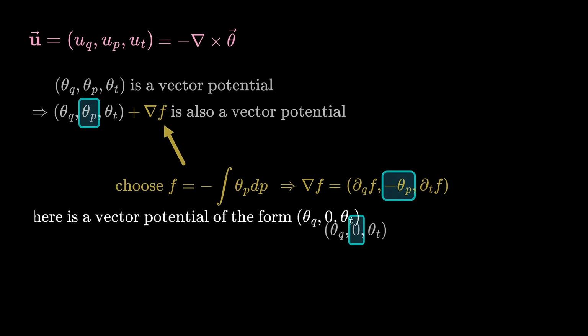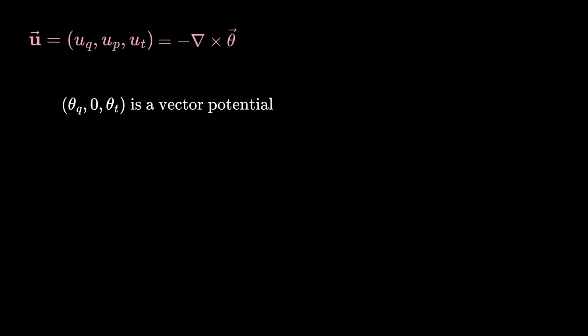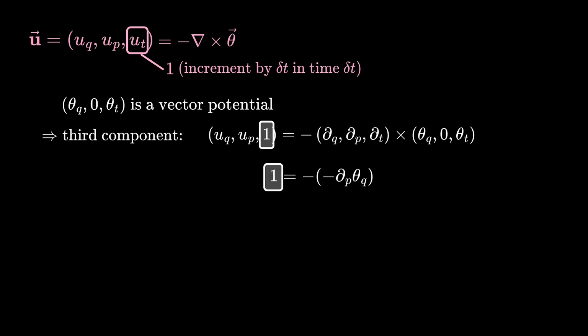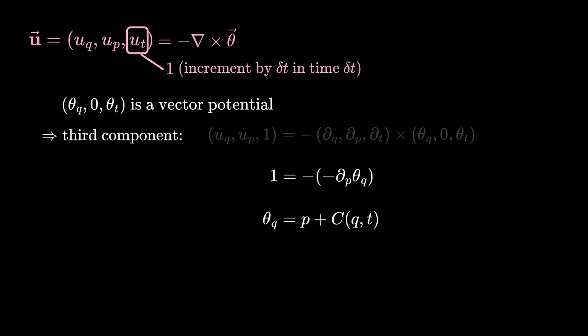We can do this trick once more. We know that the third component of u is 1, as the t component increments at the same rate as time itself. So we focus on the third component of the curl equation. The left side is 1, and the right-hand side is negative partial derivative of theta q with respect to p. This means theta q is p plus some function of q and t. If you want your vector potential to have 0 as the second component, its first component has to be p plus a function of q and t.